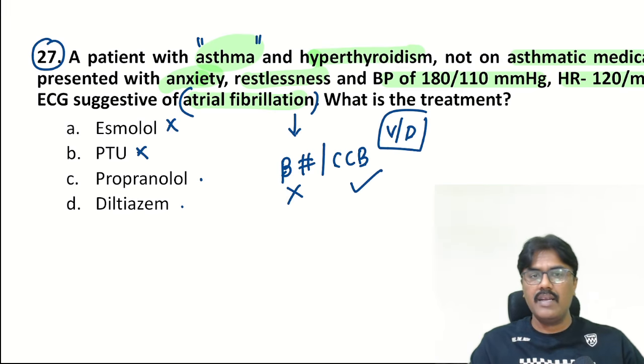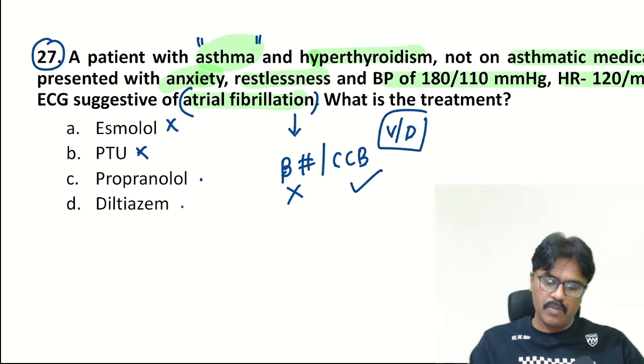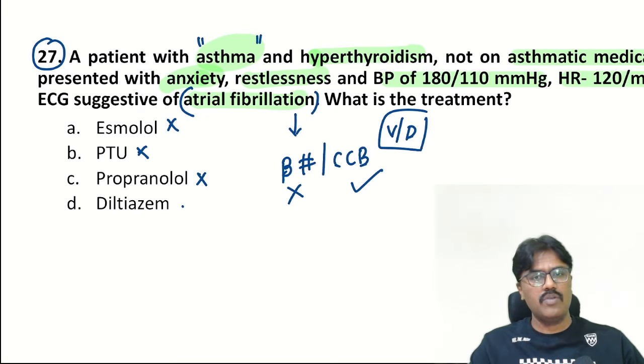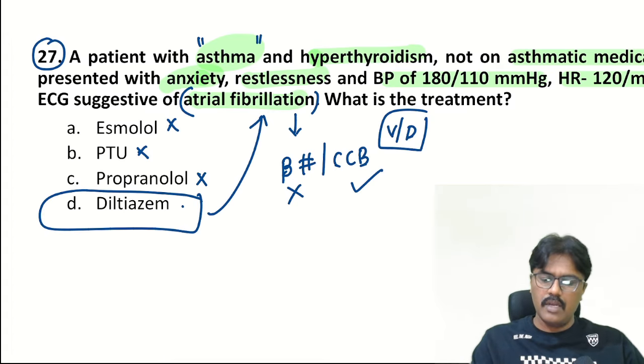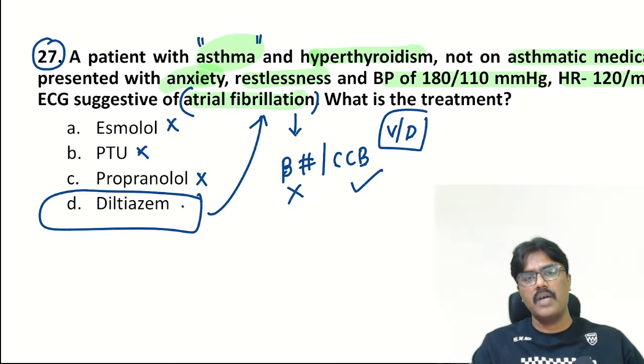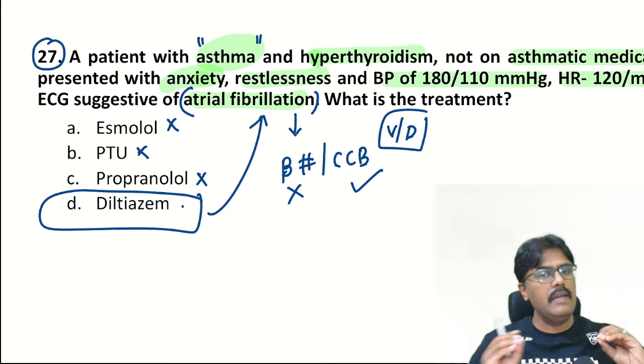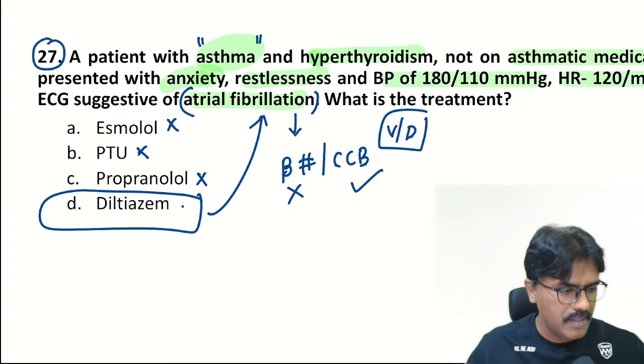Propylthiouracil won't treat atrial fibrillation. Propranolol is also a beta blocker, so not used. So what should I use? I should use diltiazem to control the rate in atrial fibrillation. So the answer will be option D, diltiazem. Clear? Yes.